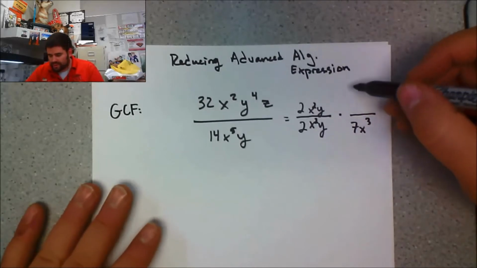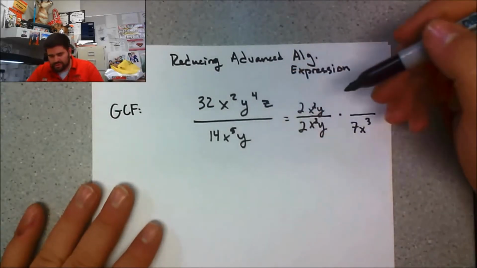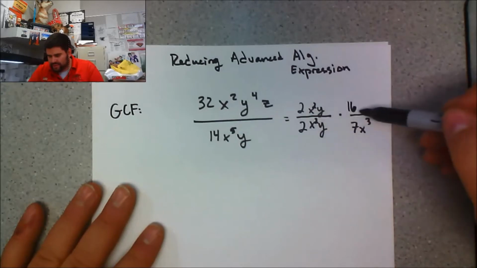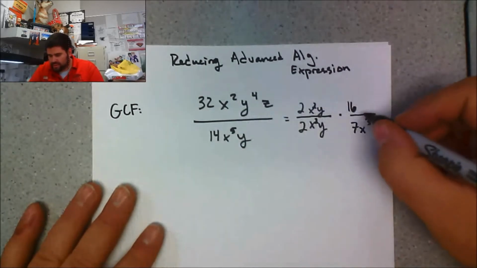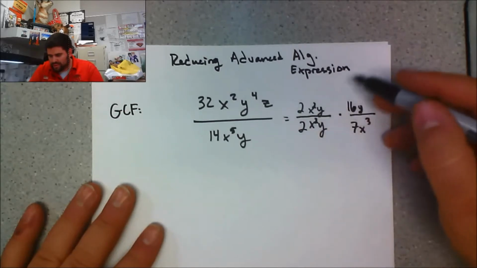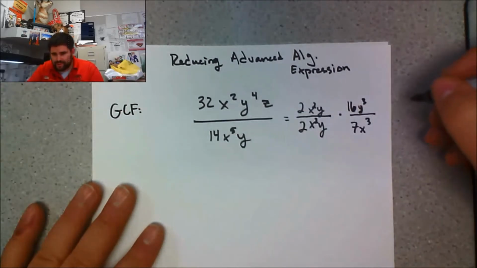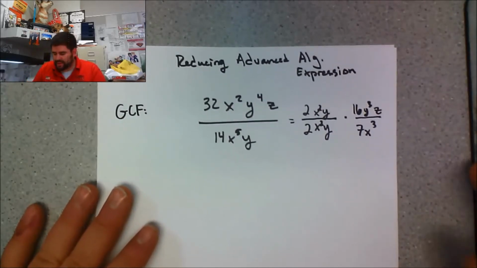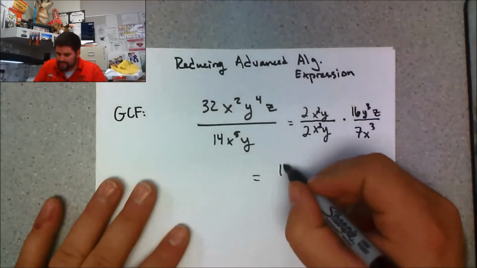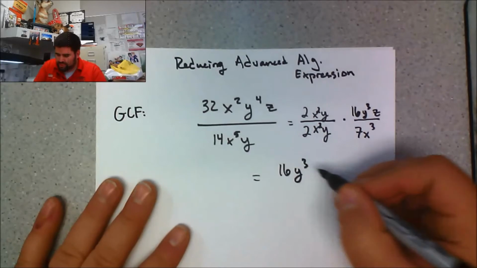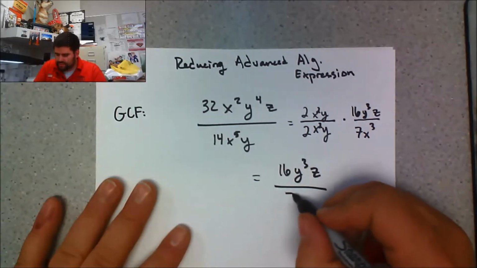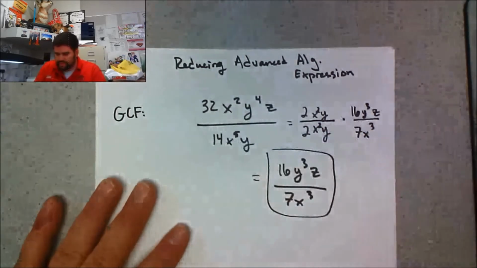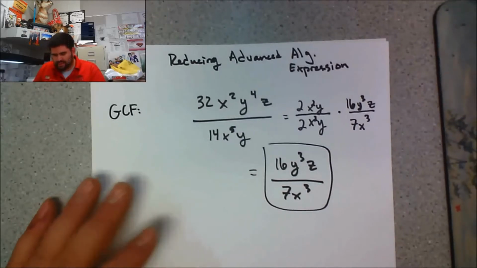Then we have the top over here, 2 times what equals 32, and that is 16. We don't have any x's because we already have x squared. We do have a y, we need y to the 3rd, and then we have a z right there. That would help me get my answer, and this right here is the final answer, reduced form: 16y cubed z over 7x cubed. So that's the reduced form of this guy, and that's what I've been looking for.